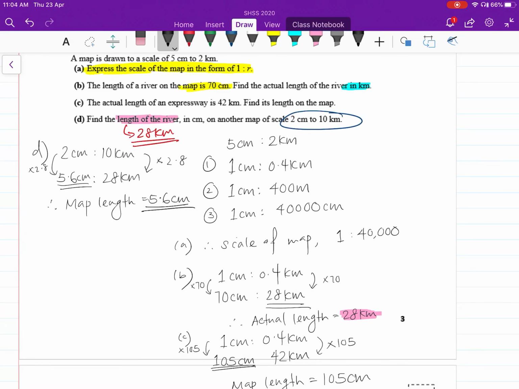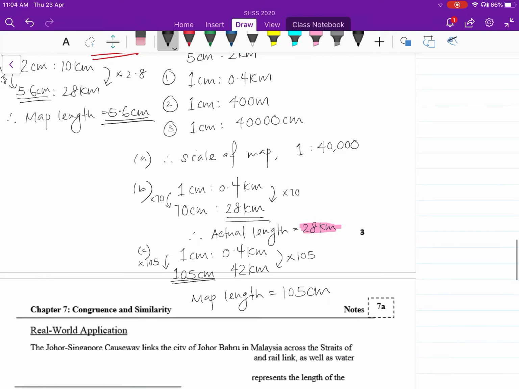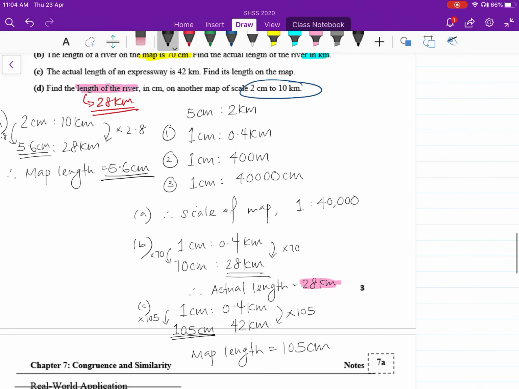Done. Alright, so work example 1, 2, 3, 4. Once you are done with this, can you do one textbook question? I'm not asking for much, just one textbook question. So what textbook question are you going to do? Let's take a look.